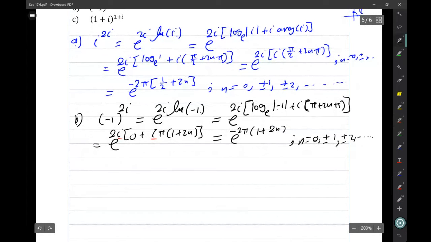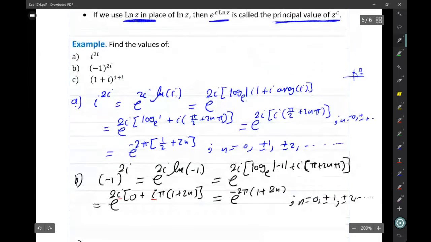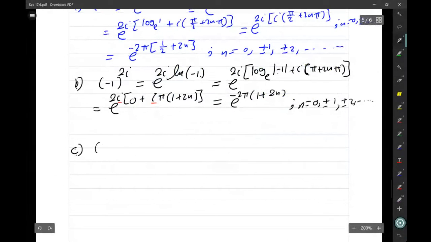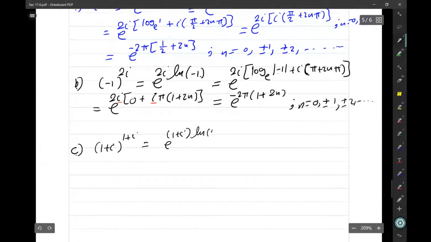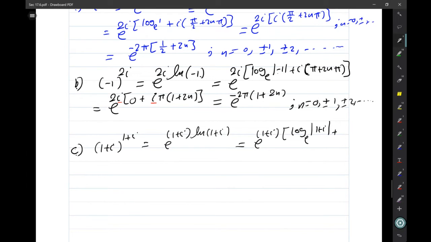Thanks. Part C. I need 1 plus I to the power 1 plus I. That is equal to e to the power 1 plus I times ln of 1 plus I, which is equal to e to the power 1 plus I times logarithm of the absolute value of 1 plus I with base e. Now, the 1 plus I, what is its argument? It is pi over 4, plus 2n pi.